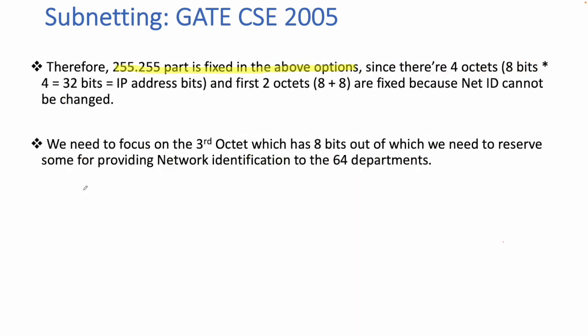So 16 bits are fixed, because the net ID cannot be changed. If you change the network ID, then the whole network will get changed, right? It will go to some other network. The packet will go to some other network.